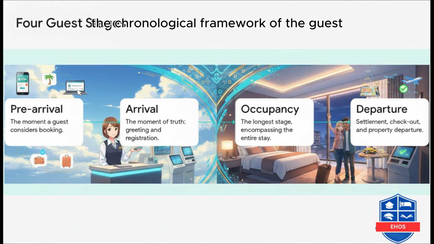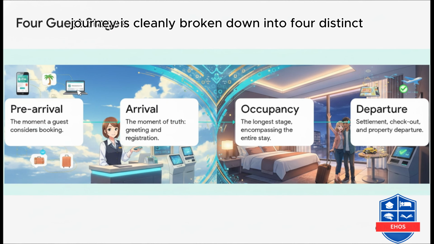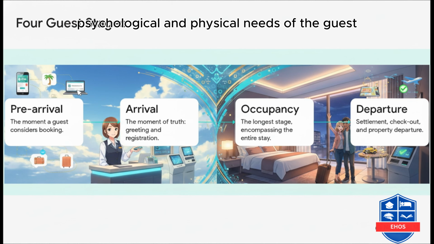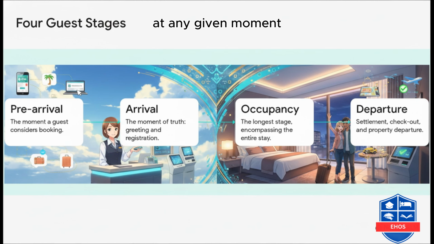The chronological framework of the guest journey is cleanly broken down into 4 distinct stages: pre-arrival, arrival, occupancy, and departure. Every single operational decision you make is going to fall into one of these 4 buckets. By compartmentalizing the journey like this, your front office teams can strategically tailor their service to the exact psychological and physical needs of the guest at any given moment. Let's look at each step a bit closer.